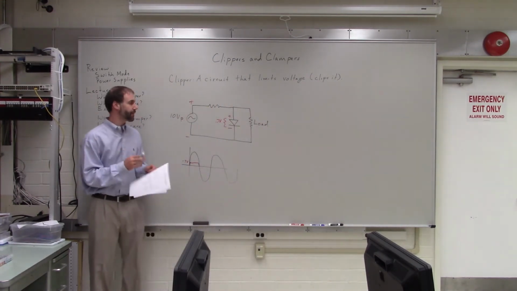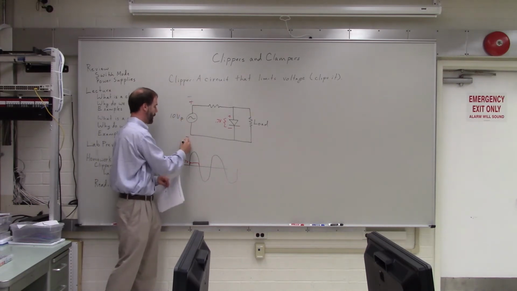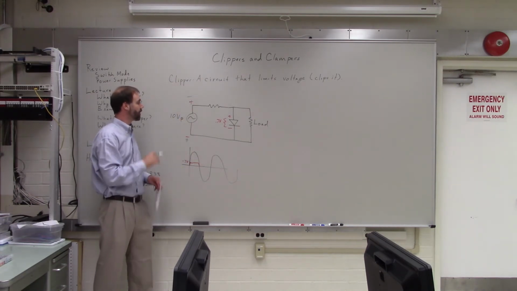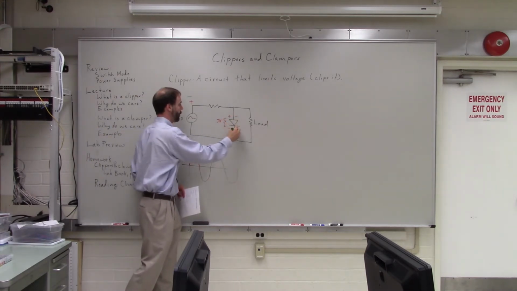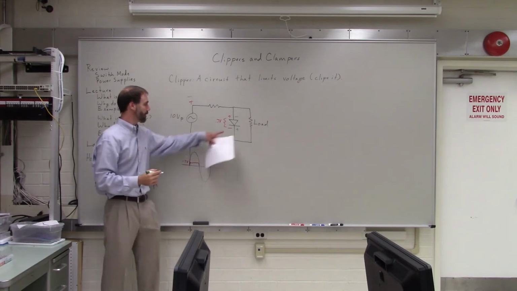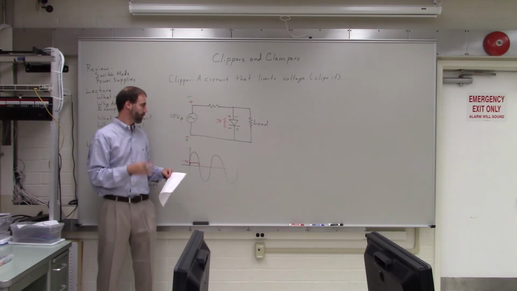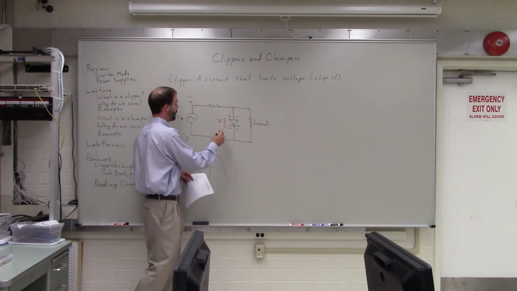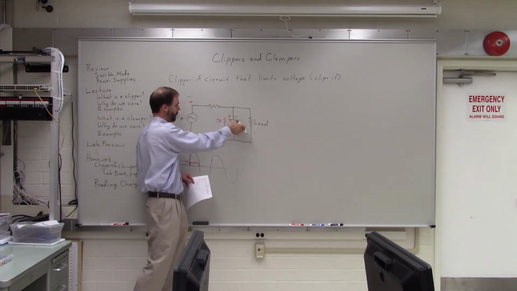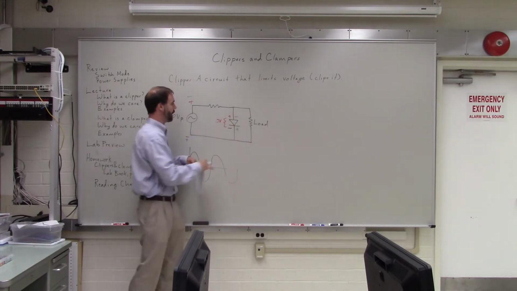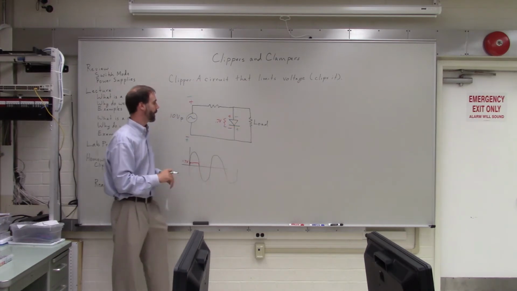Now let's look at what happens when we have a negative voltage up here and a positive voltage down there. If we do that, we've got a negative voltage there and a positive voltage there. So is this diode forward or reverse biased? Reverse, exactly. So in that case, no electricity flows through there. It's essentially like it's not there at all, and we just have that load.